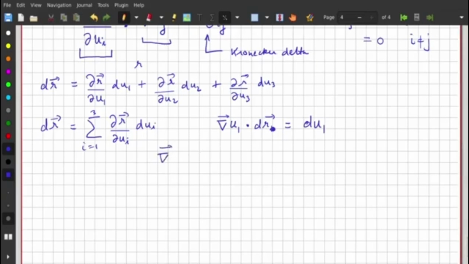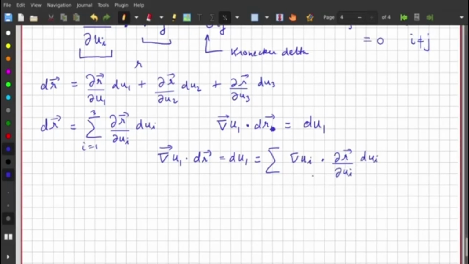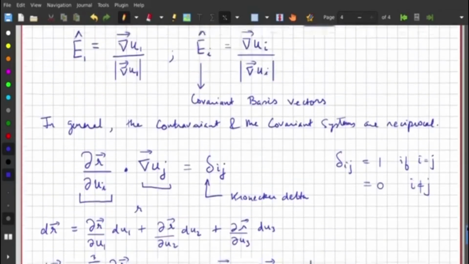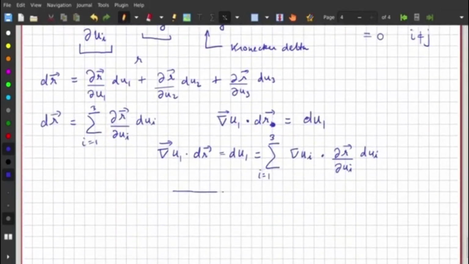So if we write this product grad u1 dot dr, this is du1, and this could be written using the summation we already have, which is grad ui dot partial r partial ui dui, where i goes from 1 to 3. Okay, so that's how we get the dot product of these two systems.